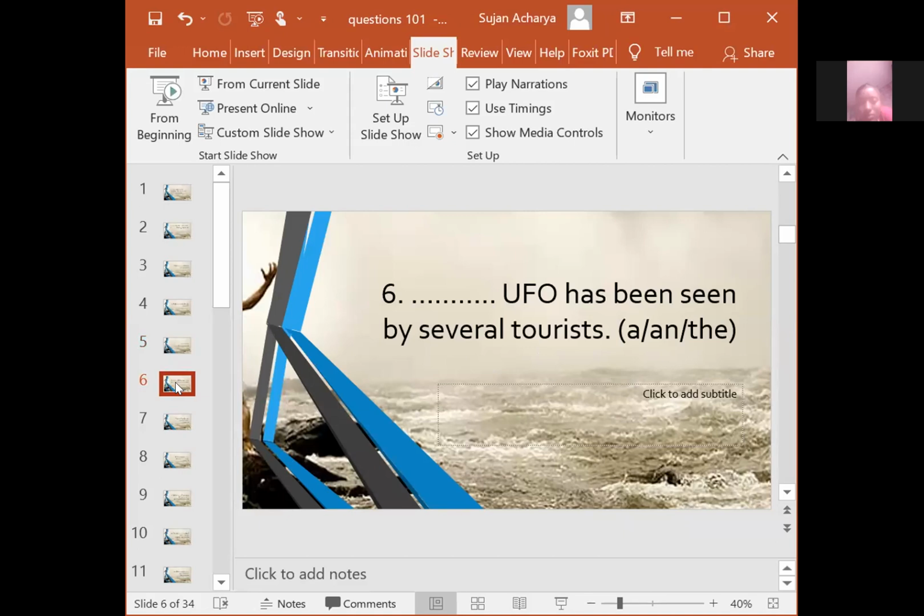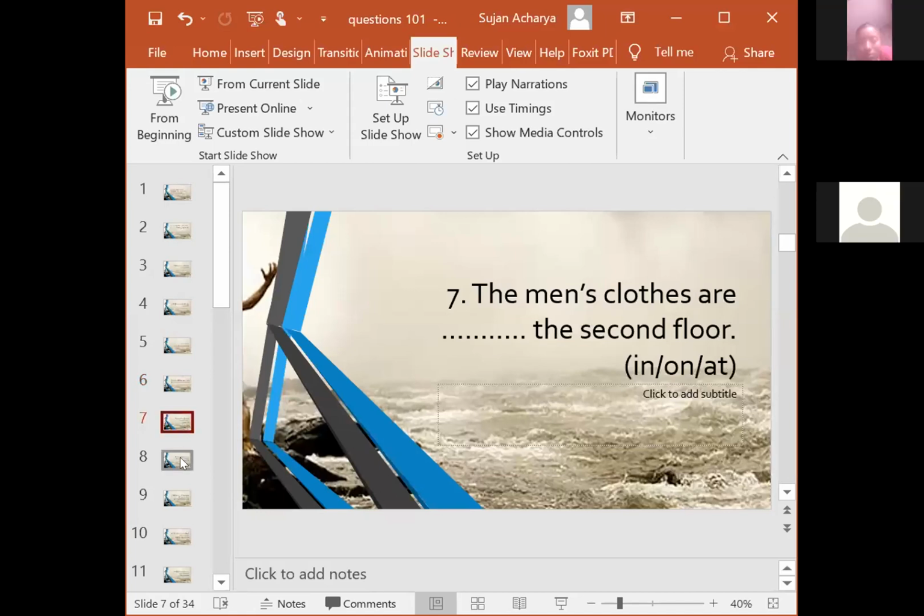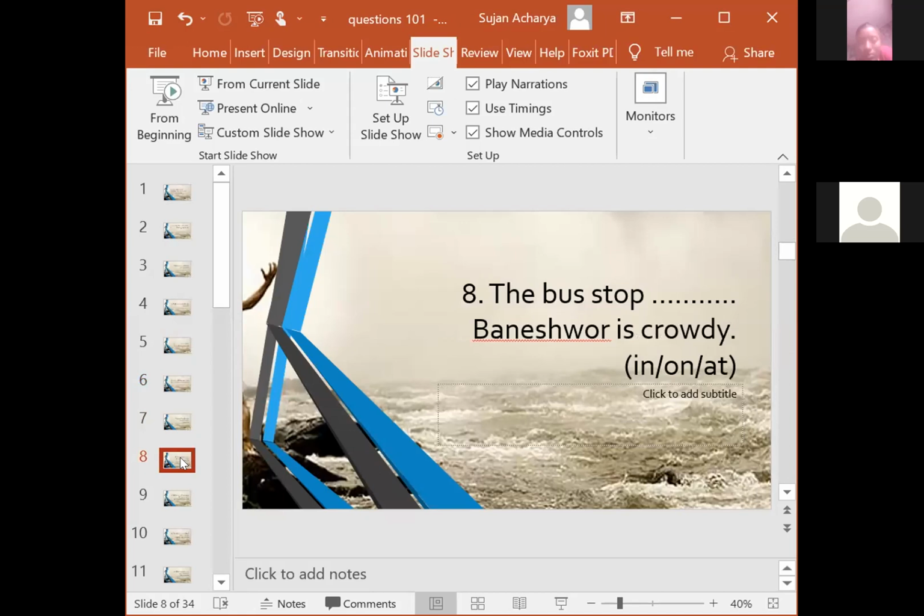A UFO, article a. Number 7, the men's clothes are on the second floor, on the first floor, on the third floor. Number 8, the bus stop, because it's a pinpoint precise location, so it takes at.